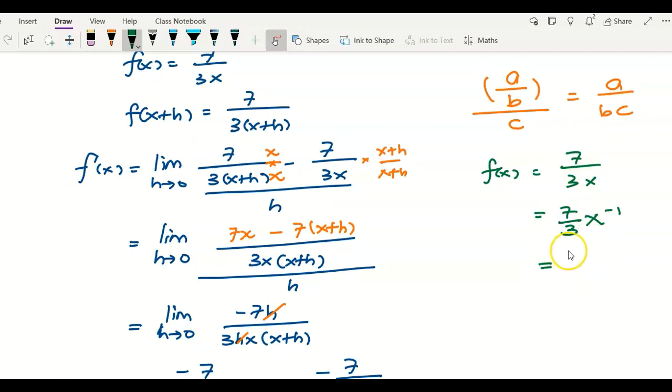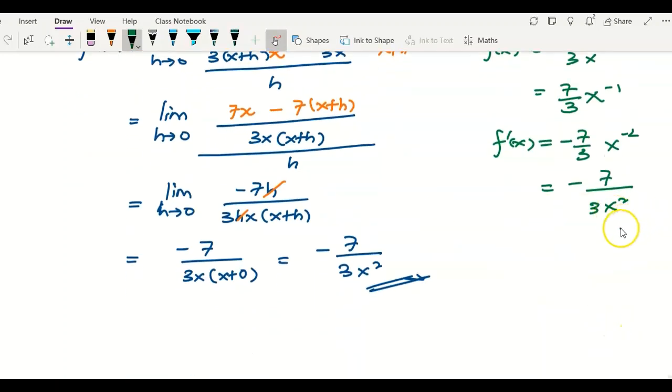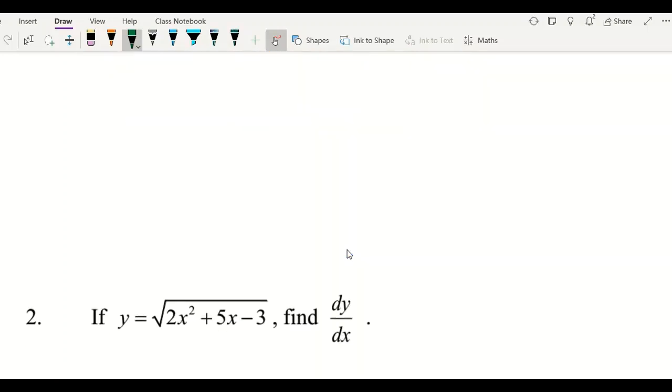So when we use a technique of differentiation, which is the power rule, you bring the negative 1 over, you get negative 7 over 3. And the power of x, negative 1 minus 1, you get negative 2. Then you simplify it, you will have negative 7 over 3x squared. Just check with your answer by using the first principle. And we can see that we got the same answer by using the power rule and by using the first principle. Now we proceed to the next question.